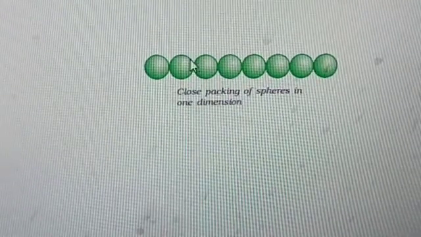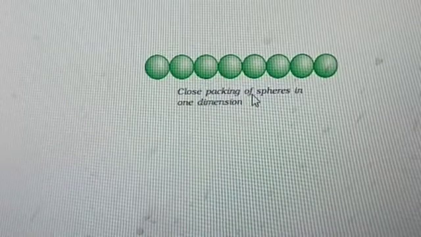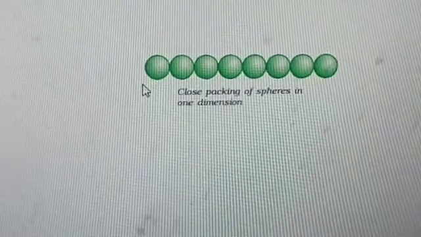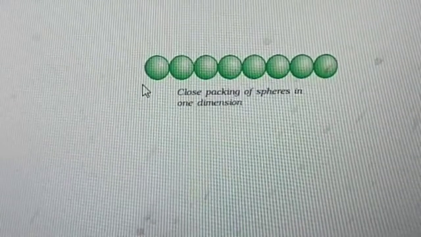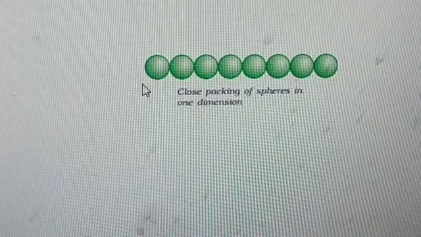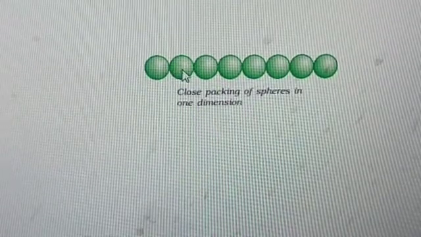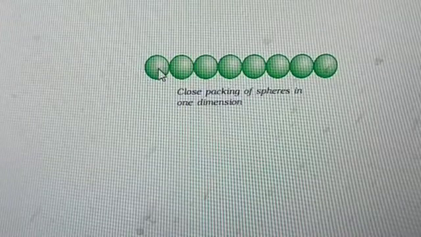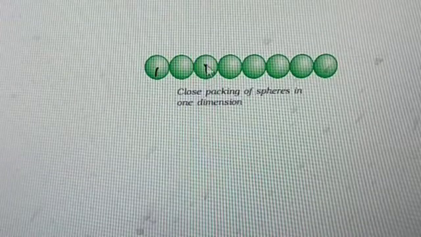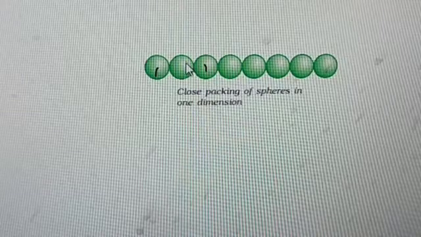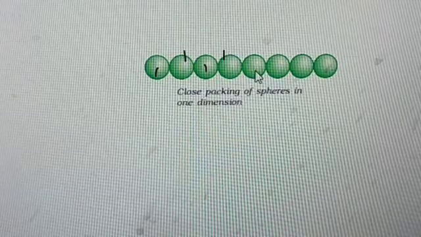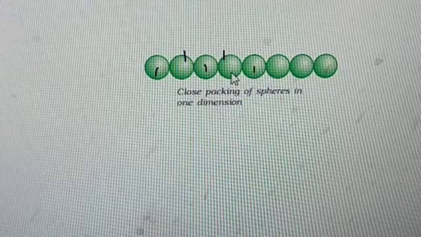This is the arrangement of particles in 1 dimension. Now in this arrangement, each sphere is in contact with 2 of its neighbors. See now, for example, if I take this sphere, it is in contact with this sphere and with this sphere. If I take this one, it is in contact with this sphere and with this sphere. If I take this sphere, it is in contact with this sphere as well as with this sphere.